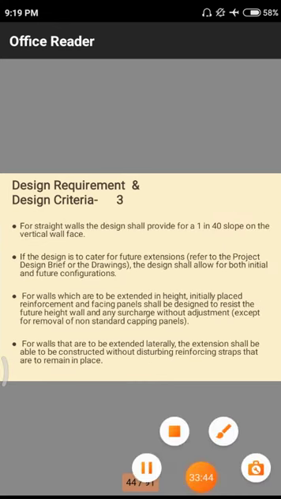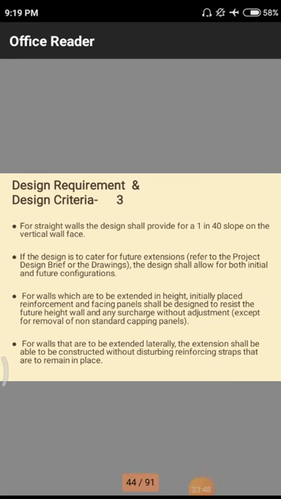And the third criteria is for straight walls, the design shall be provided for a 1 in 40 slope in a vertical wall facing. That means a 1 in 40 slope we have to maintain. And the design is to cater for future extensions. The design shall allow both initial and future configurations. That means what we have to do in the initial stage and what we have to achieve at the final stage, all those things we have to mention in the design.